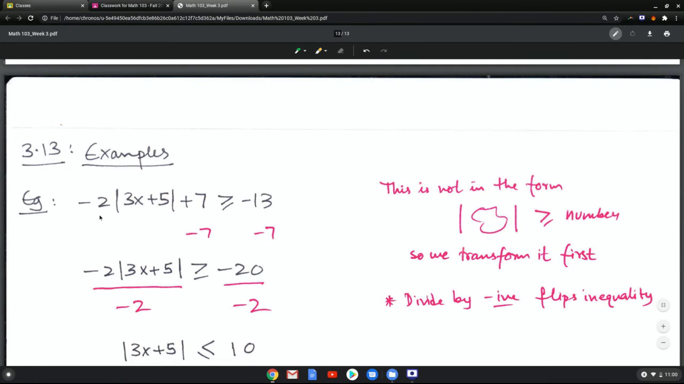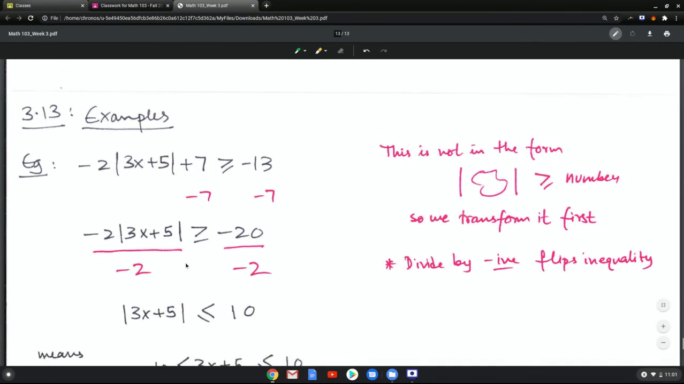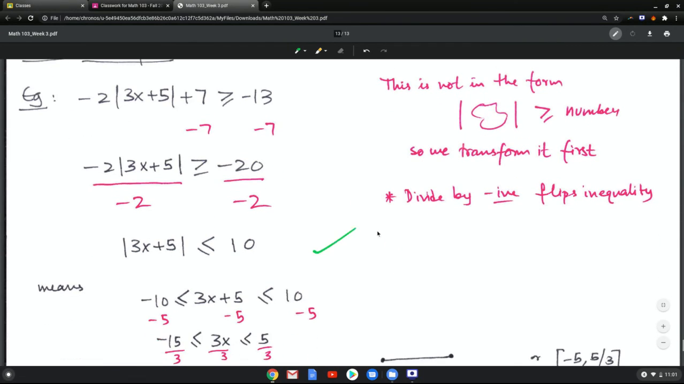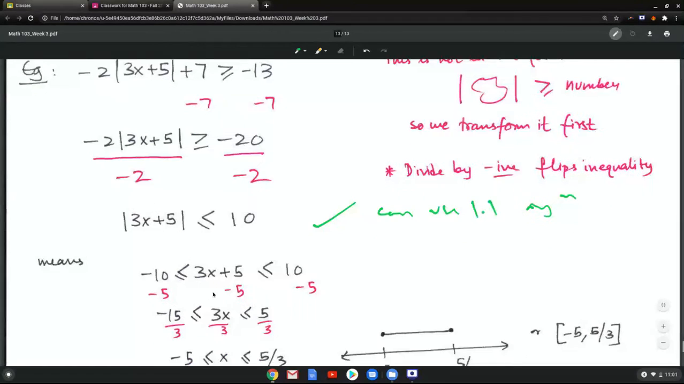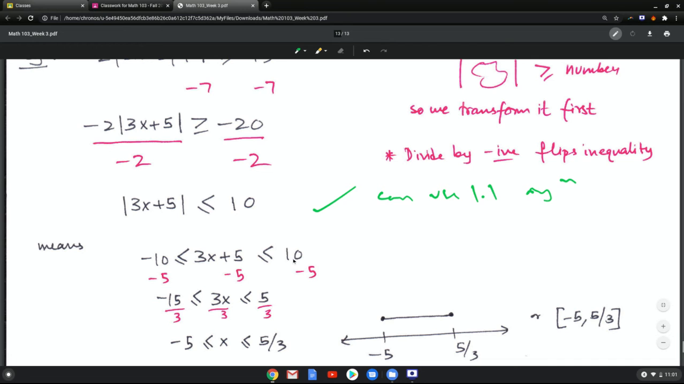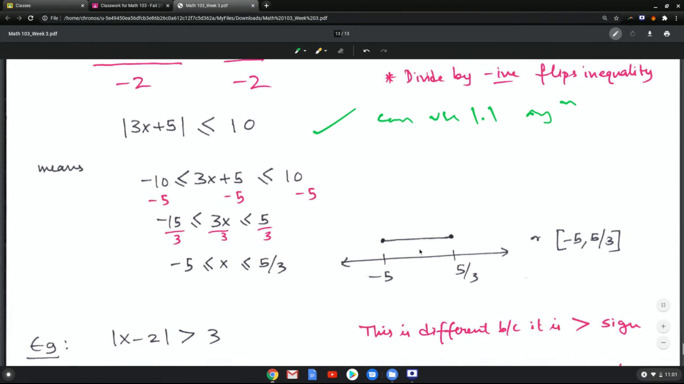Few more examples. You can have a complicated case, negative 2 times something. So note that this is not directly in the form of, say, absolute value of squiggle greater than or equal to a number. So we have to transform it first. To transform it, we get rid of the 7 by subtracting 7, and then getting rid of the negative 2 by dividing it. When you divide, just be careful that the sign flips. And now this is okay. Now we can use the definition, meaning now this can be written as greater than negative 10 and less than 10, and it can be solved to get this region.